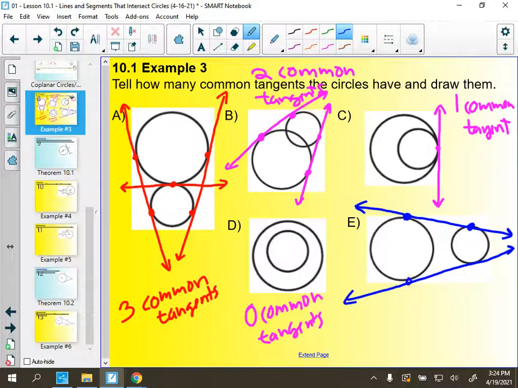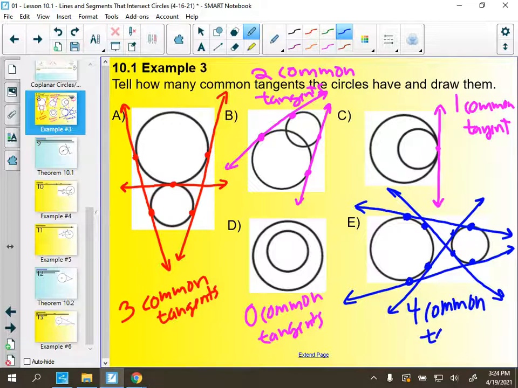2 common tangents. You see these ones? 3 common tangents and 4. So look at that. You go from 0 on the previous one to 4 common tangents. And that pretty much covers it as far as common tangents go. There's not another way we could arrange 2 circles. These are the 5 situations we just talked about.